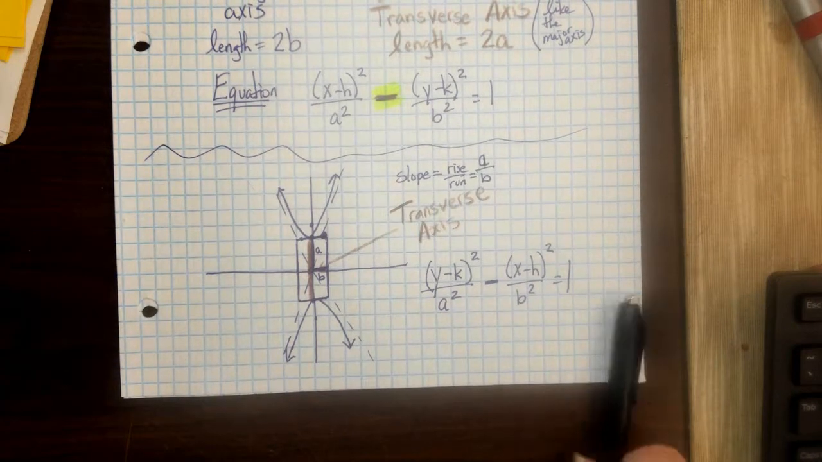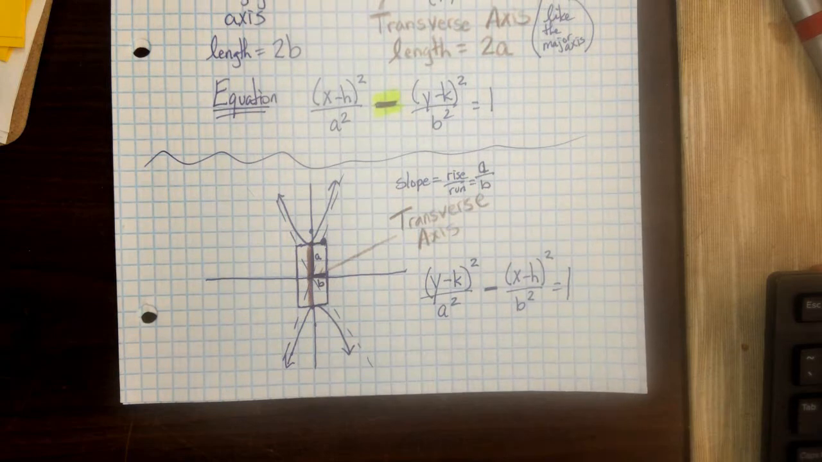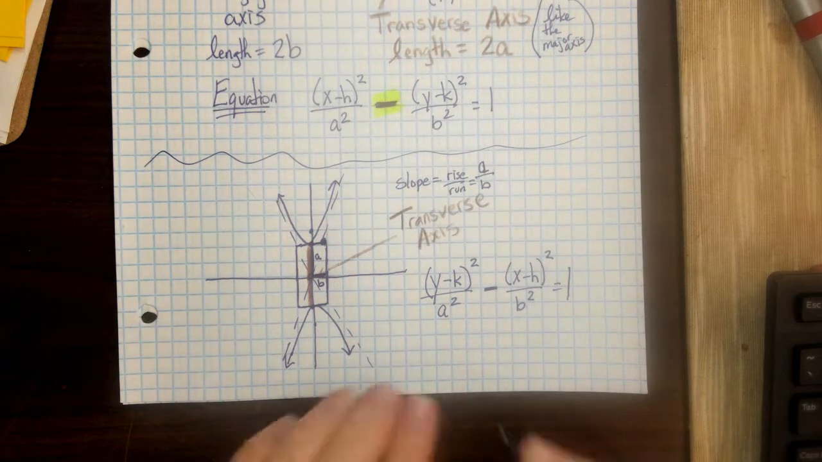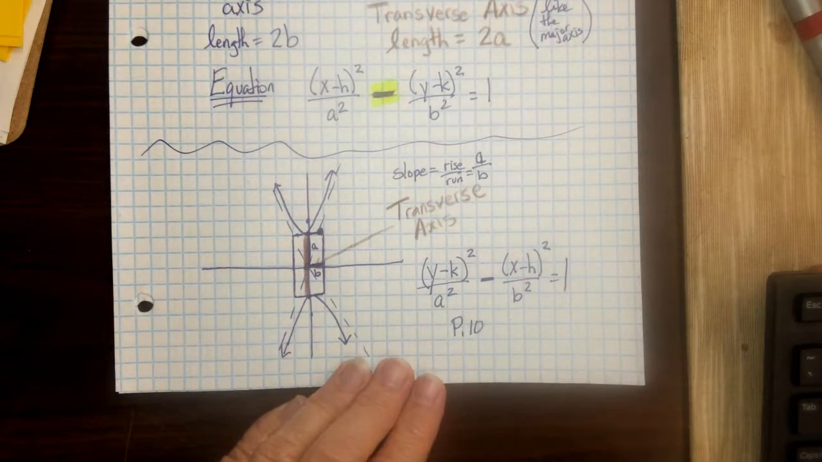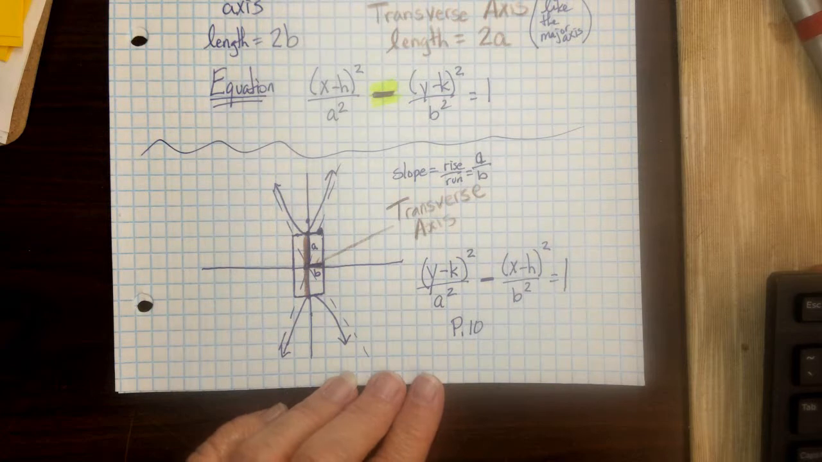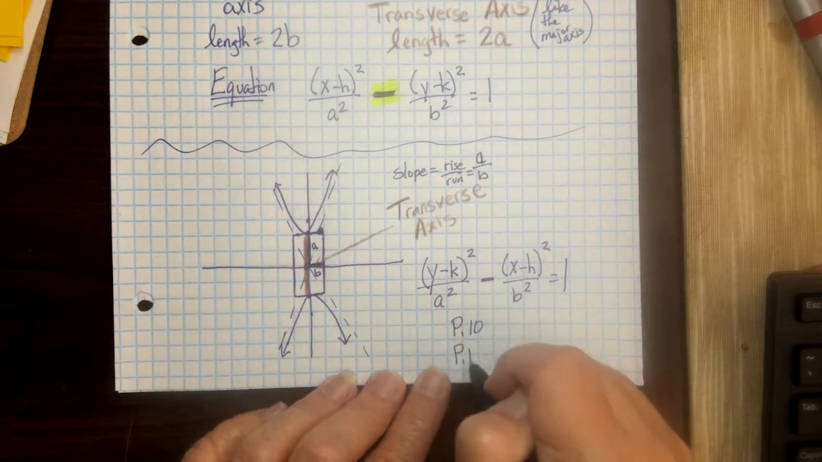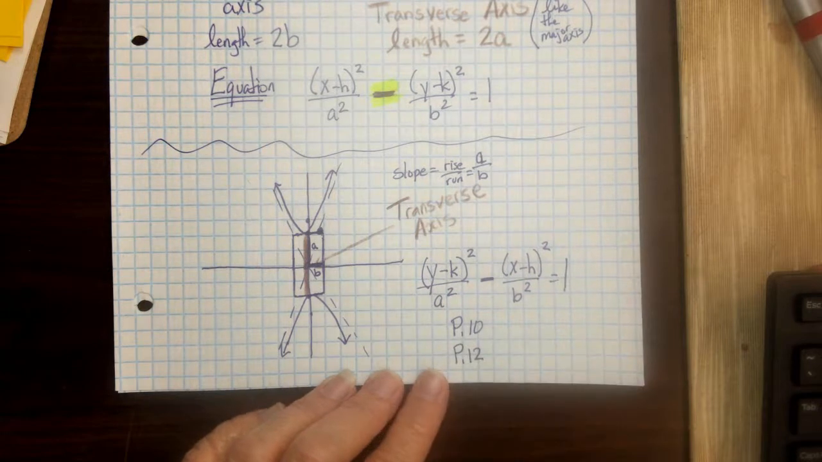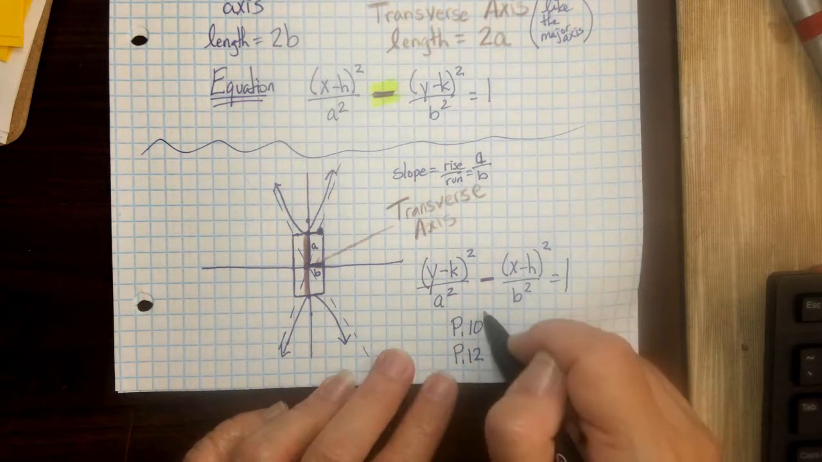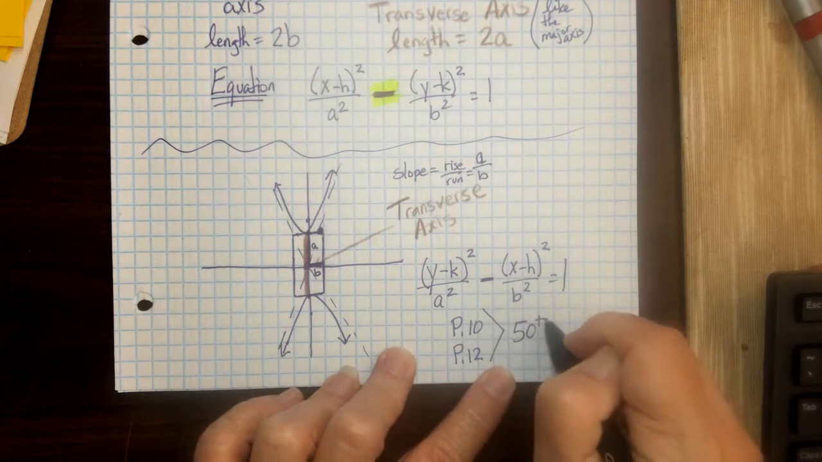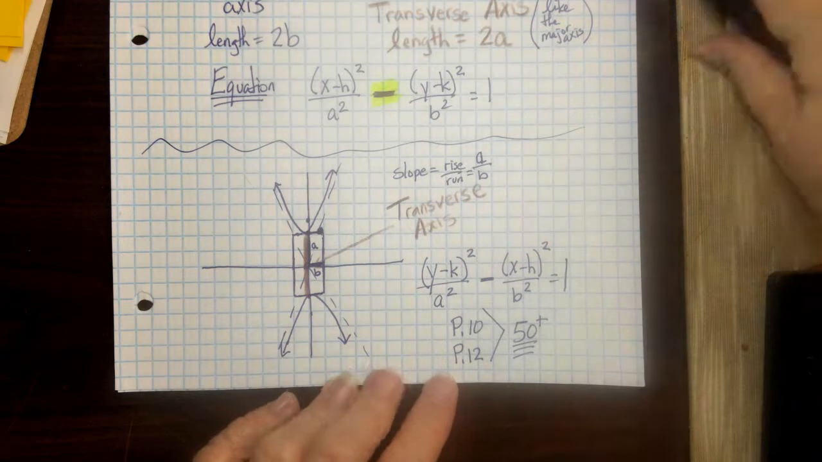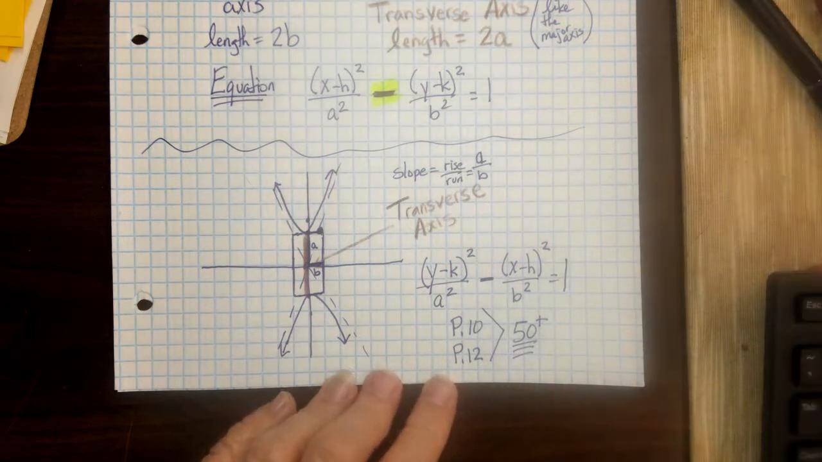Alright, so for our practice about hyperbolas, we're going to practice two things in IXL. P10 is going to ask you the properties. It's going to ask you about your transverse axis and your center. And then P12 is going to ask you about the equations. But guys, for both of these, we only need the SMART score to go to 50. We're really just dealing with the introduction to hyperbolas. So you're only going to 50.